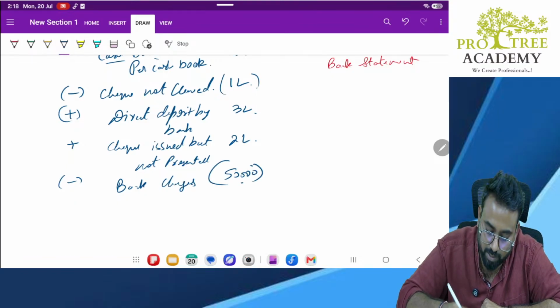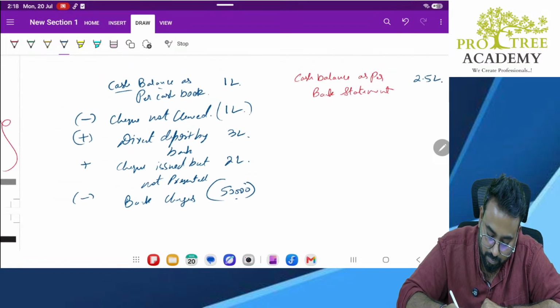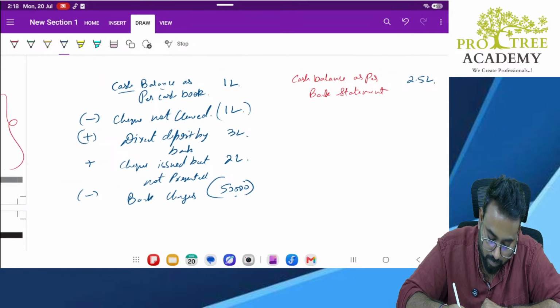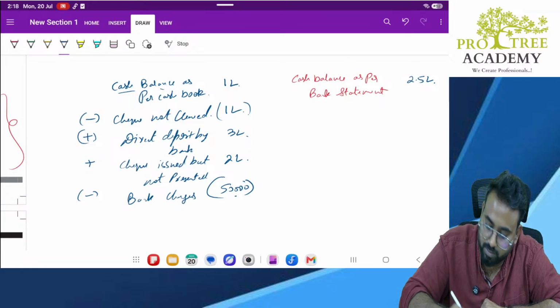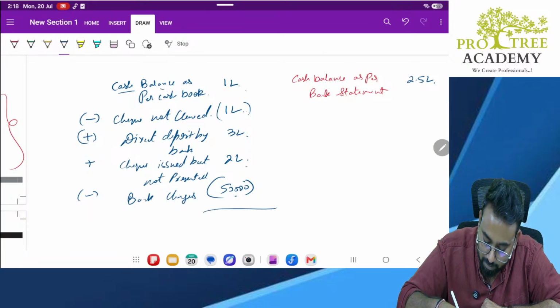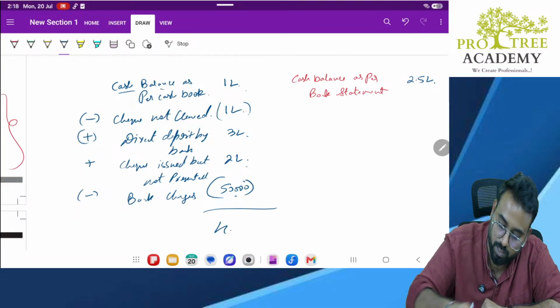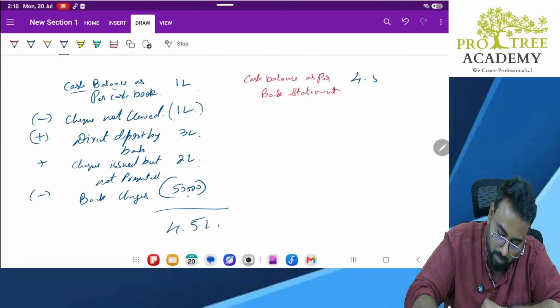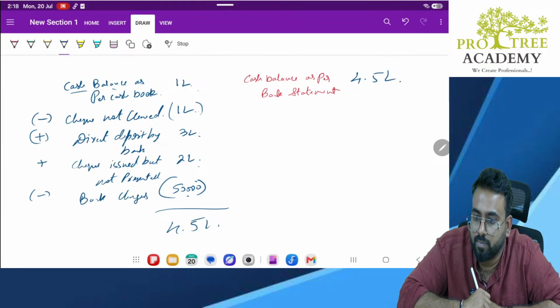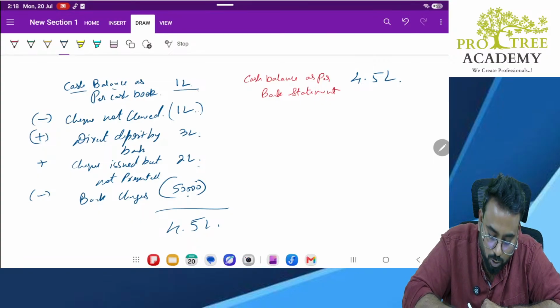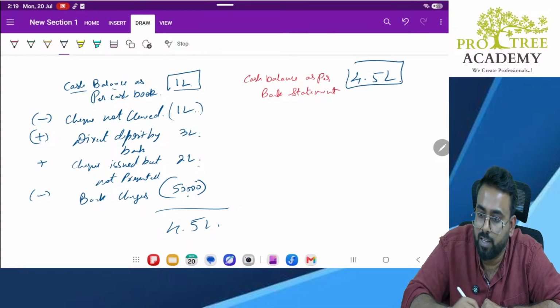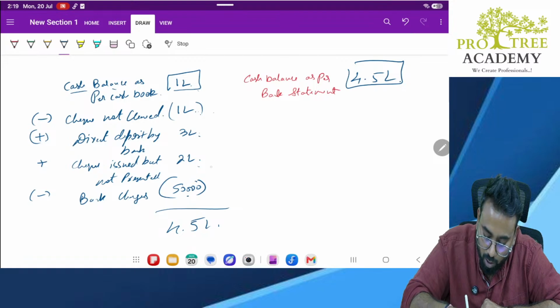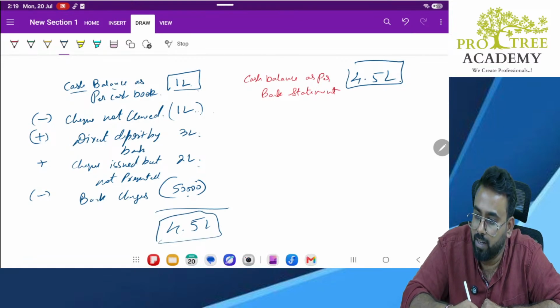Correct? And now what is the balance? 1 lakh, 1 lakh gone. 3 plus 4, 5, 4.5 lakhs. Okay. Now, just for our understanding, I will make it 4.5 lakh. Matching? Correct or no? Now, our cash balance was showing 1 lakh, but bank balance was showing 4.5 lakh. Now, after making all the adjustments, we have come down to 4.5 lakh.